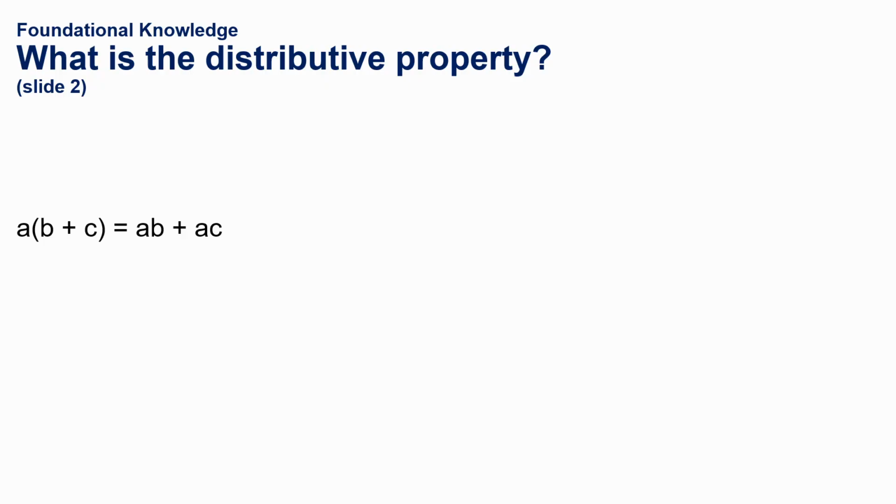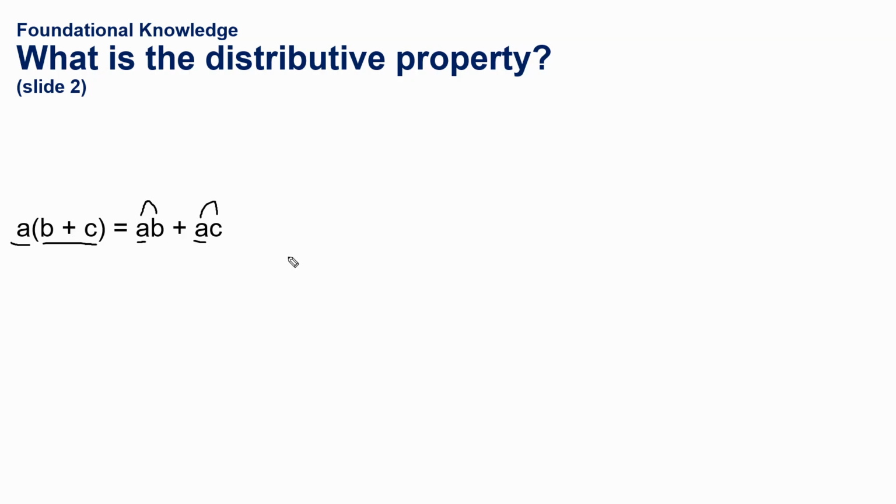Let's first start by answering the question, what is the distributive property? So the distributive property says that multiplying a number, A, by a group inside parentheses, so we have our parentheses and B plus C, is the same as multiplying that number A and A by each term inside the parentheses. So that's A times B and A times C.